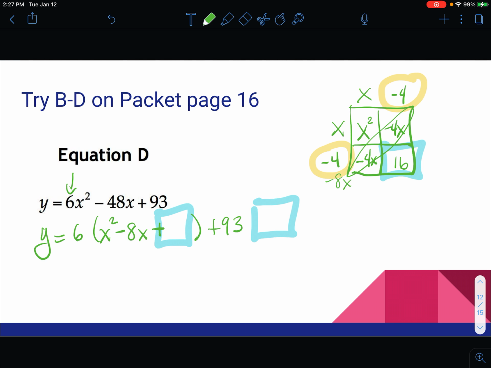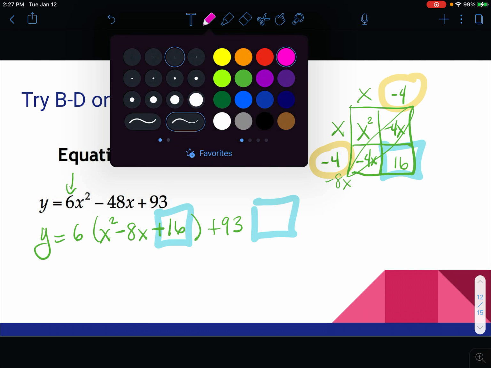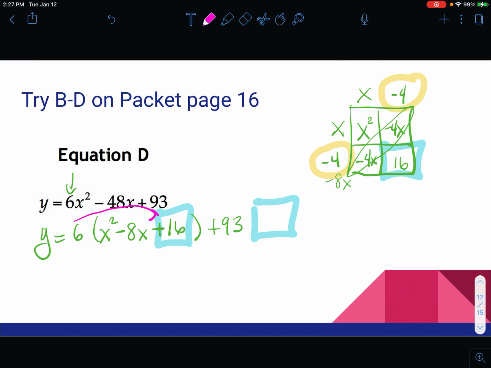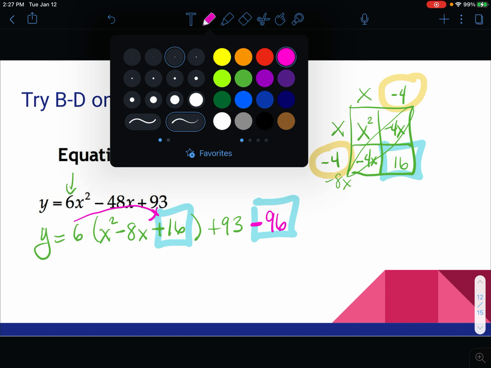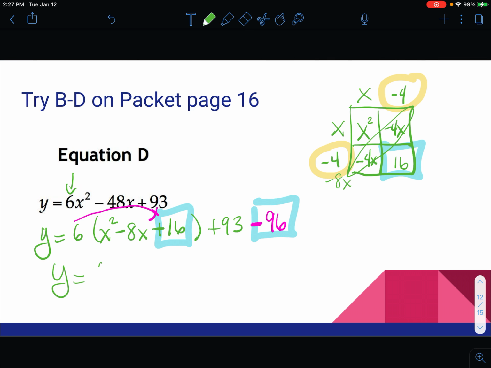So we're going to add 16. Now we didn't really add 16. It's 6 times 16, which is 96. So to balance that positive 96 that we didn't have before, we're going to take it away on the same side. So y equals 6. We've already put this in a perfect square. We look to our area model. X minus 4 times itself, which is x minus 4 quantity squared, minus 3. And so my vertex for this parabola is 4, negative 3.